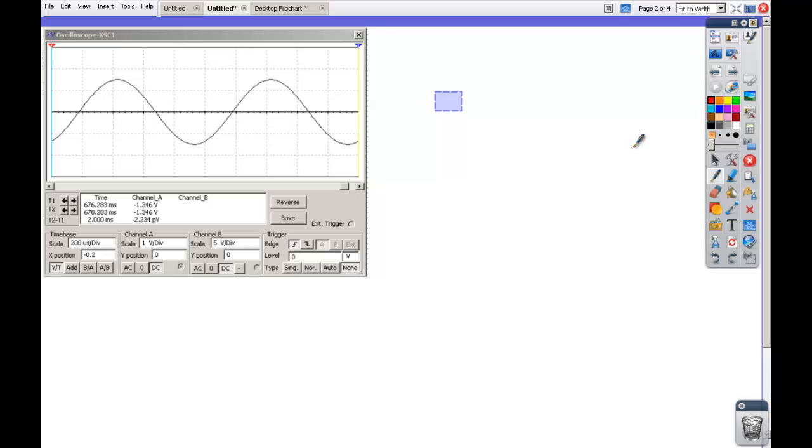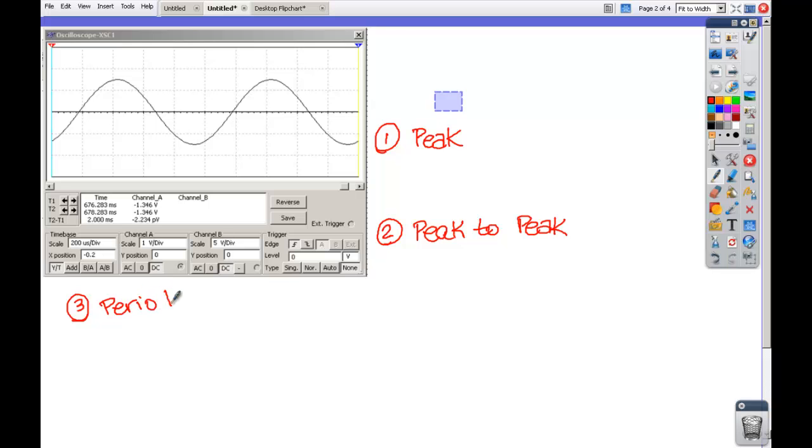Alright, so now this is problem number 2 from the Analog and Digital Practice Worksheet. We're going to work through, and again, we're going to calculate peak amplitude, the peak to peak amplitude. We'll find the period, and once we do that, we'll be able to also find the frequency.